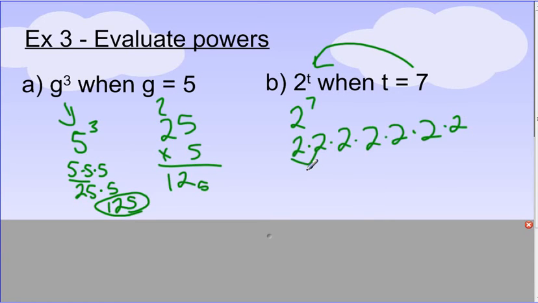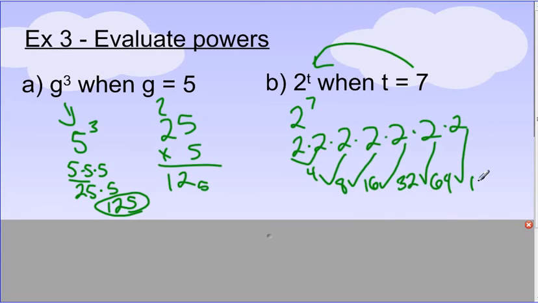2 times 2 is 4. 4 times 2 is 8. 8 times 2 is 16. 16 times 2 is 32. 32 times 2 is 64. And 64 times 2 is 128.